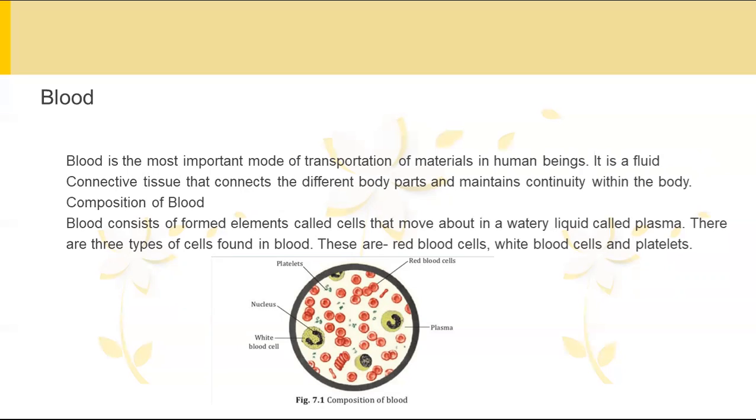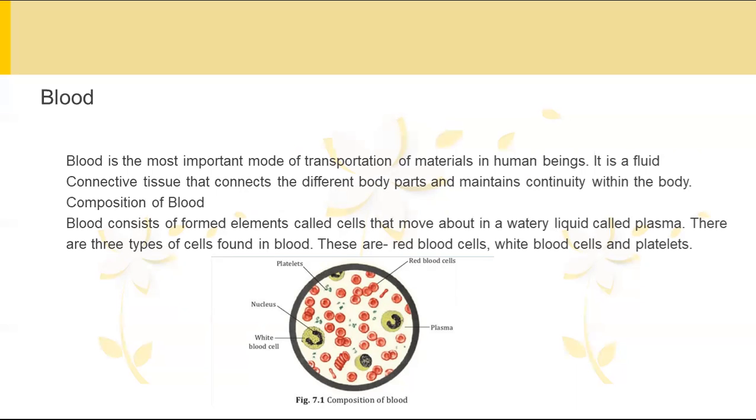Now we are going to discuss the definition of blood and its composition. Blood is the most important mode of transportation of materials in human beings. That means in our body, blood acts as the important mode of transportation of materials. It is a fluid connective tissue, connecting the different body parts and maintaining continuity within the body. Now let us see the composition of blood.